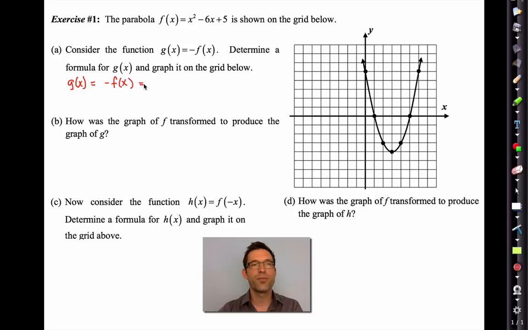Fair enough. But we can even create a better formula for it, because really, what does this say? It just says g of x is negative 1 times f of x, being x squared minus 6x plus 5. So the formula for g is negative x squared plus 6x minus 5. Simple enough. Now what I'd like you to do is pause the video right now, put that formula into y1, generate a table of values, and plot them.